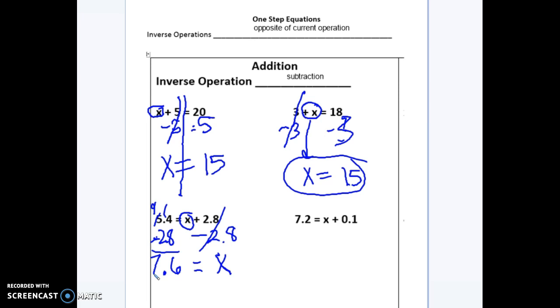So it shows now 7.6 is equal to x. We want to read it from left to right, so we're going to rewrite it as x equals 7 and 6/10.